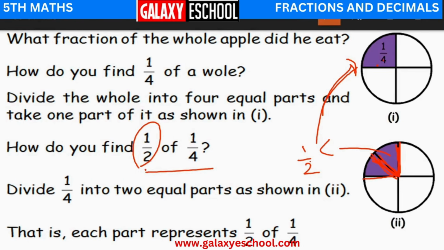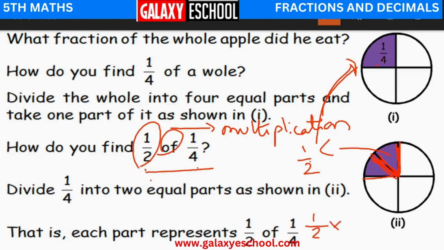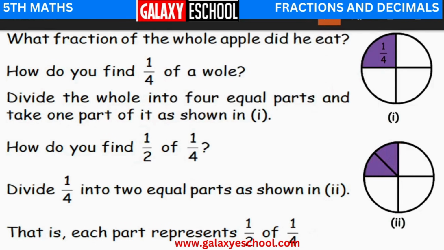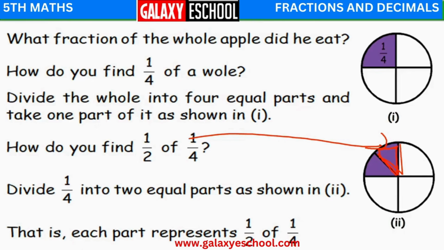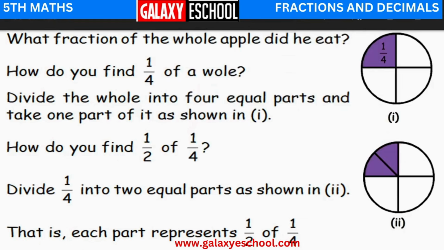Now again, as I said, of means multiplication. When I say 1 by 2 of 1 by 4, we need to multiply them: 1 by 2 into 1 by 4. Now this part here represents 1 by 2 of 1 by 4. But how will we write it in numbers? In the exam, we should write the answer in numbers. We should not just draw a diagram and leave. Understood, children? First the concept should be clear.